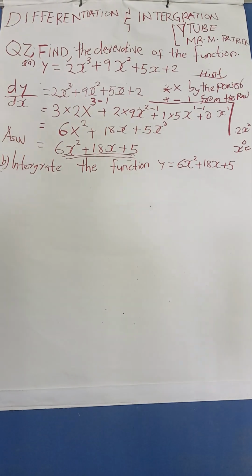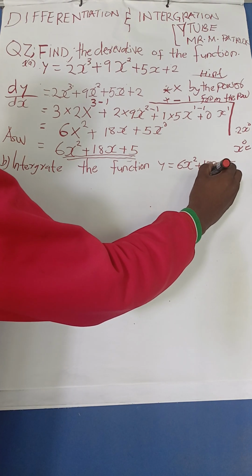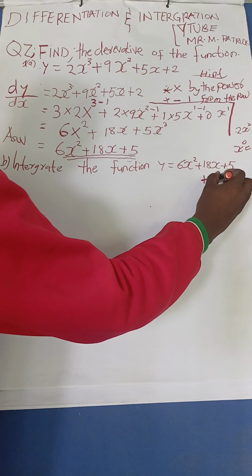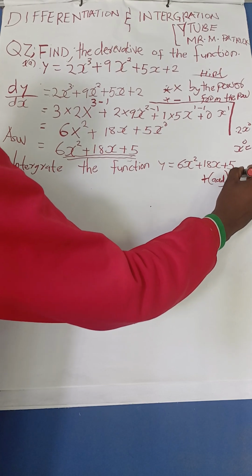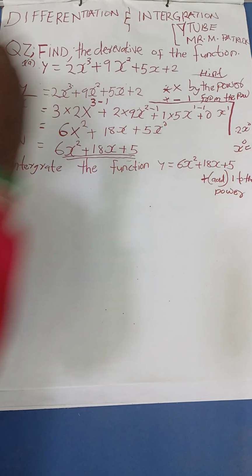Good. So we are going to integrate that. We see what I mean when I say it's opposite of that. Remember when we were doing differentiation, we multiply by the power, and then we subtract 1 from the power. But now, when we are integrating, we add 1 to the power. Now we are not subtracting. Here we'll be adding 1 to the power.